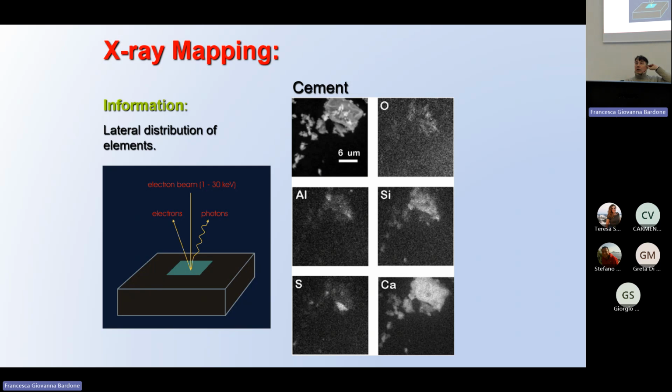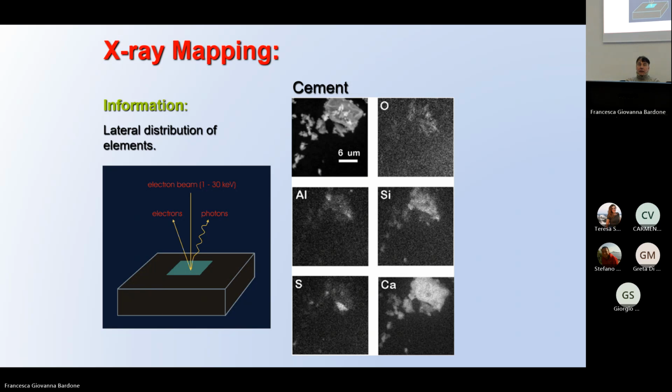Now, my question is, in this example here, does the fact that the calcium has a stronger signal mean that there is more calcium than oxygen, for example? Well, roughly speaking, yes. Roughly speaking.